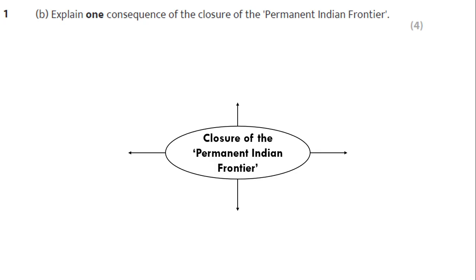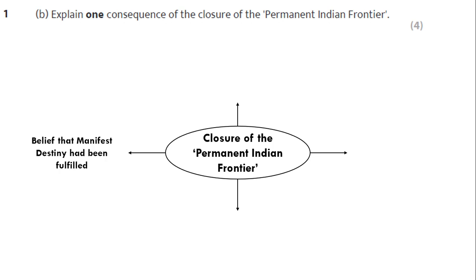As a reminder, the permanent Indian frontier was first set up in 1834 in the Indian Trade and Intercourse Act, dividing white America in the east from Indian Territory in the middle of America. So when it's closed in 1890, there are 4 main consequences.